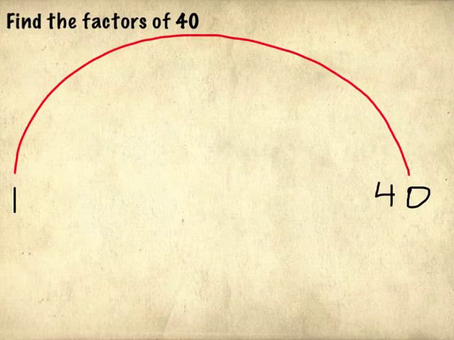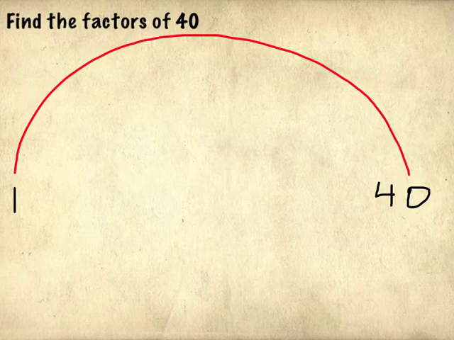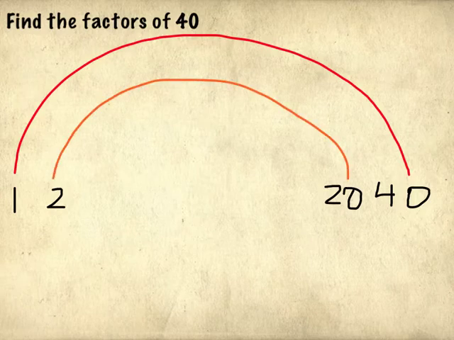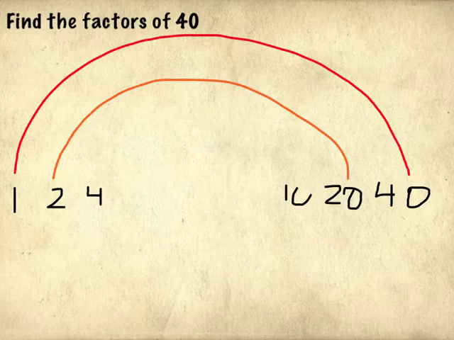So I started with 1 and 40 as the outside parts of my rainbow. Then I went 40 divided by 2, and that works. That gives me 2 and 20, so I'll add them to my rainbow. 3, 40 cannot be divided by 3, so I'm going to skip that one, but it can be divided by 4. I can do 4 and 10, so that goes into the rainbow.